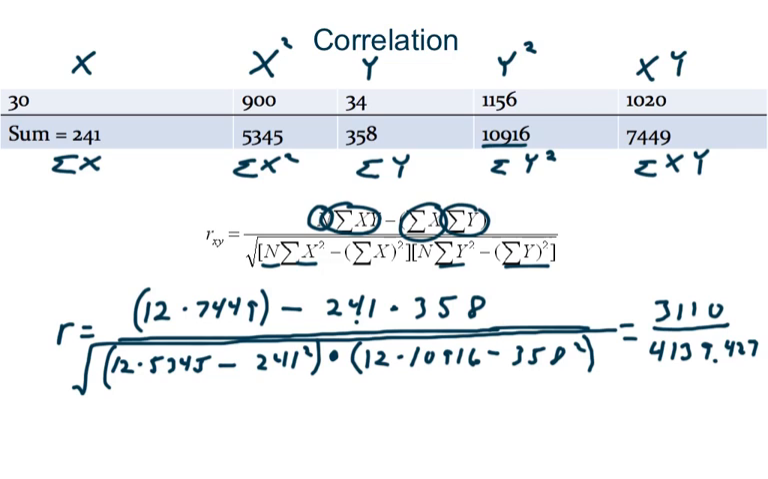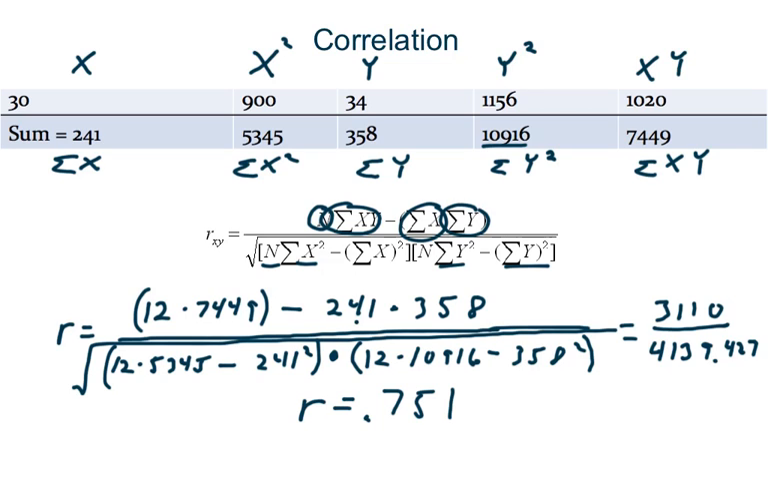So I want you to do the math and see if you get the same numbers that I do, within some degree of rounding, but it should be roughly that amount. And so all total, our R comes out to be 0.751. So think about that.